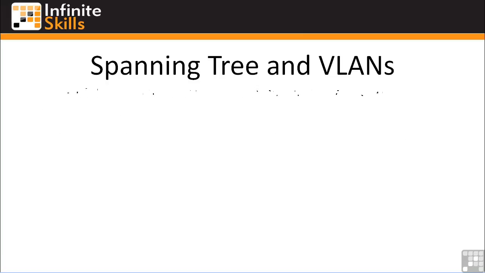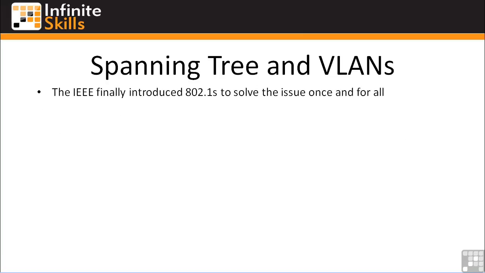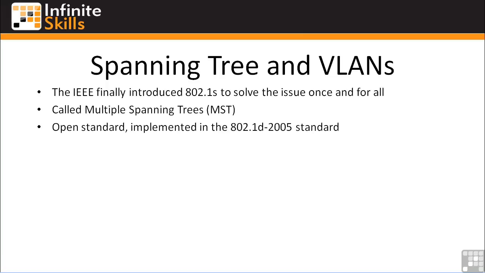So the IEEE finally got their act together, and they introduced 802.1s to solve the issue once and for all. They implemented what is called multiple spanning trees, or MST. This is also referred to as MIST, which is multiple instances of spanning tree. But most of the time you'll see it referred to as MST, so that's why I didn't put the second acronym on there. Now, unlike Per VLAN Spanning Tree and Rapid Per VLAN Spanning Tree, this is an open standard.